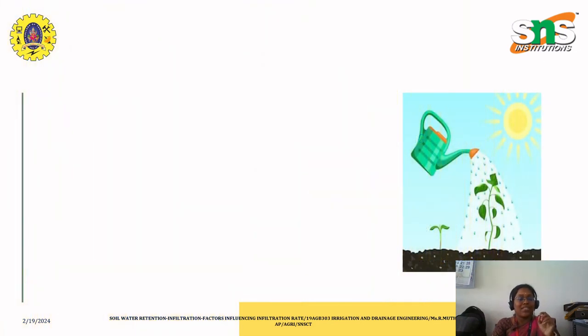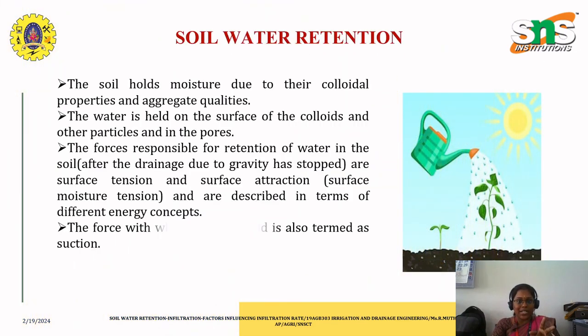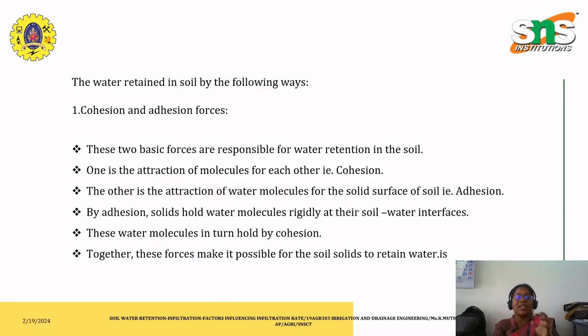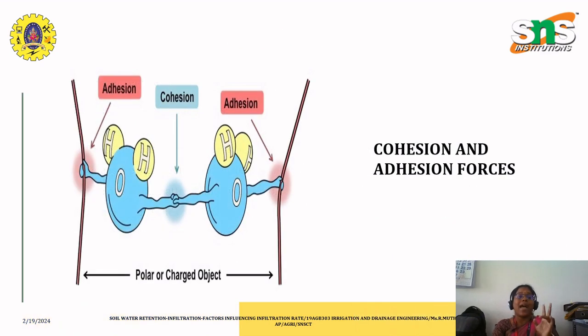Until this time, we have seen something about soil water retention, and how the soil texture affects the water holding capacity of soil. We have also seen the retention ways and what forces bear major responsibility for water retention in the soil. The first one is cohesion and adhesion forces, and this is the pictorial representation of how adhesion and cohesion act towards each other in order to provide the retention.